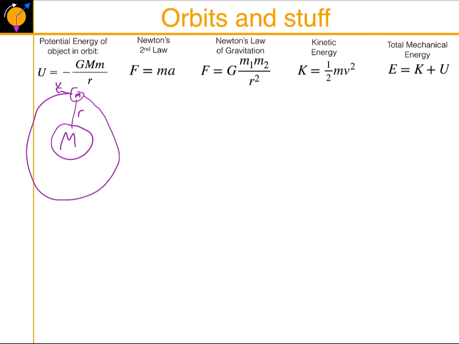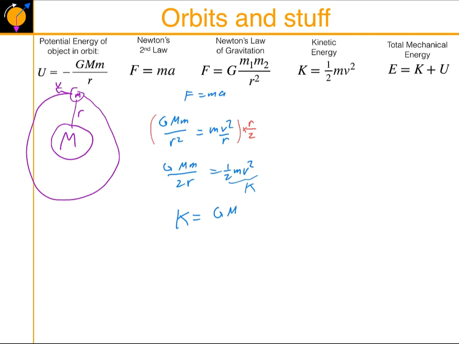So let's start with F equals ma. I'm going to plug in for F as usual, GMm over r squared, and for ma, I'm going to use mv squared over r. I want to make it look like kinetic energy, so I'm going to multiply both sides of this equation by r over 2. On the left side I end up with GMm over 2r, and the right-hand side is 1/2 mv squared. And that's just the kinetic energy, right? So the kinetic energy of an object orbiting another object is GMm over 2r.